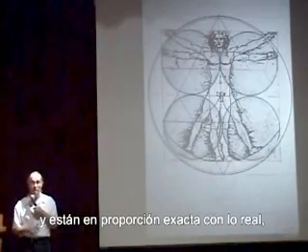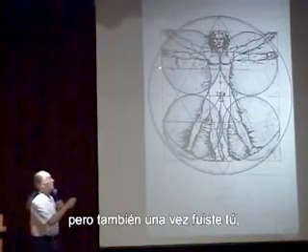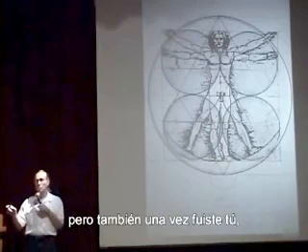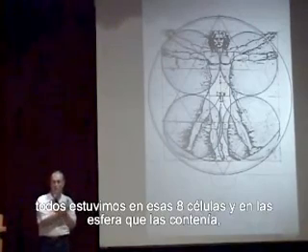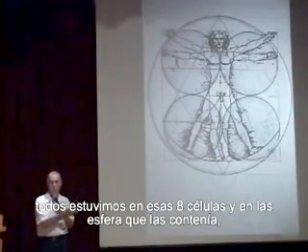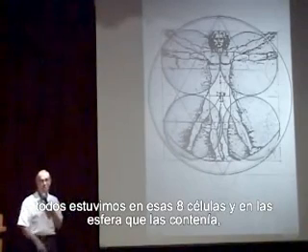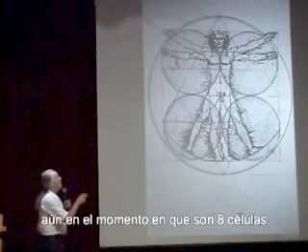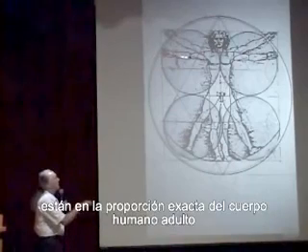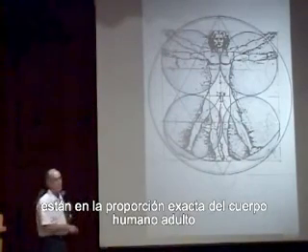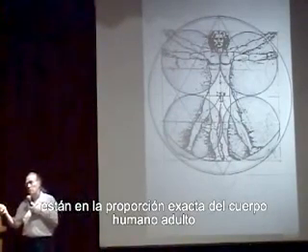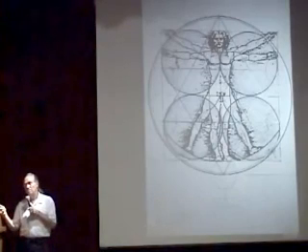But it also, so that's at one time you were in that shape of 8 cells with this cube around it and the sphere that contained it. And even at the moment of 8 cells, it contains the exact proportions of the adult human body. It's amazing, really.